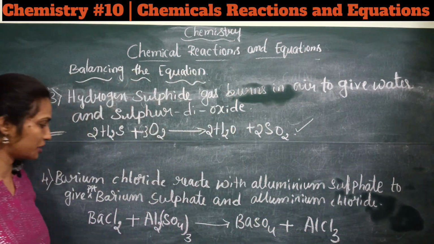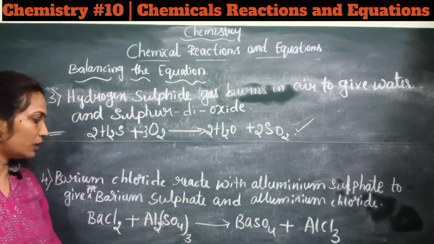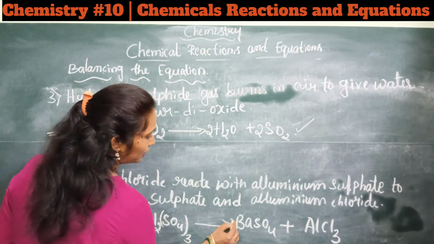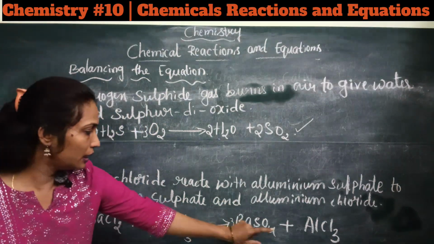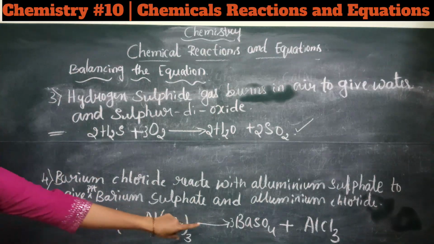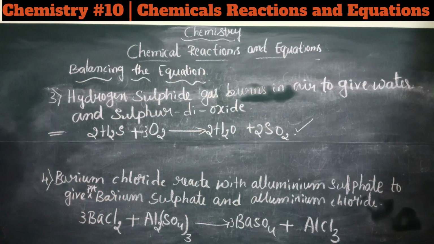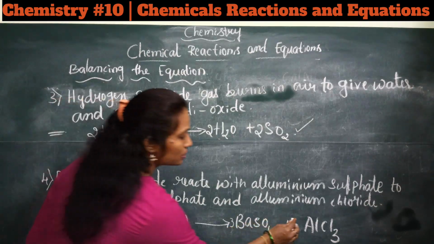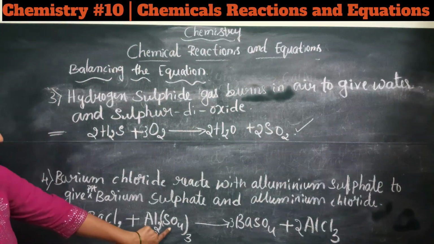Now just balance the equation. First we need to check. Sulfate is 3 here. Here sulfate is 1. What do we need to do? Just take it as 3. 3 SO4 got balanced. Now check barium. 3 barium is there. I'll take 3 barium here. Okay, it also got balanced. 3 2s are how much chlorine? 6. Here 2 aluminium is there. Just add 2 aluminium.